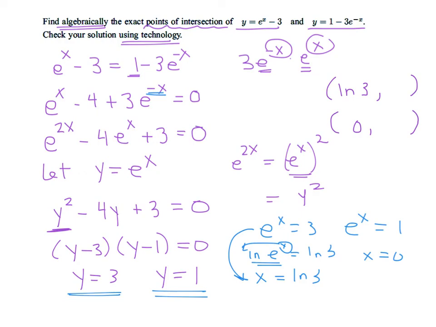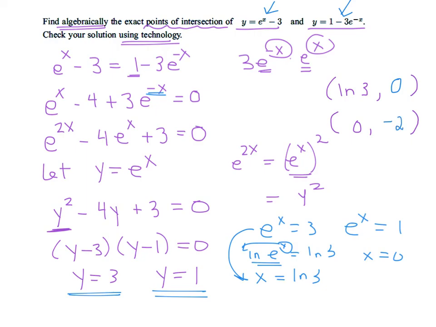All you need to do is plug in ln of 3 onto one of the equations, either on here or over here. So e to the ln of 3, what is that? e to the ln of 3 is equal to 3. So 3 minus 3 is equal to 0. If we plug in 0, any number raised to the 0 power is equal to 1. So we're left with 1 minus 3 times 1, which results in negative 2. So those are the intersections.